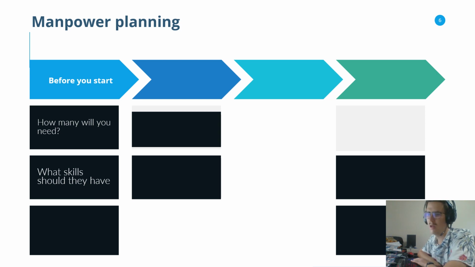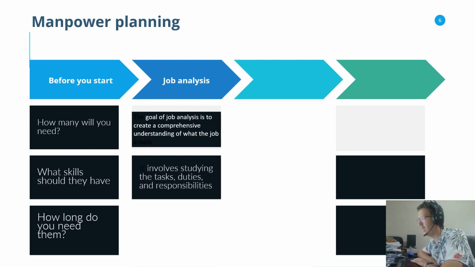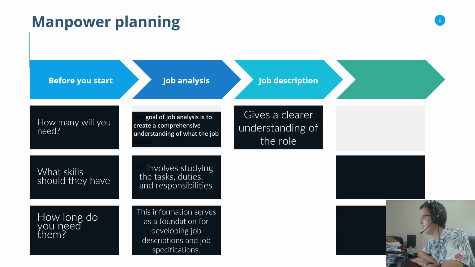Okay, then you got to do manpower planning, and before you start, you got to ask yourself, how many staff do we need? What skills should they have, and how long do we need them for? And to do that, you have to do a job analysis. You need to see what is the understanding of the job. What's in it? When you analyze the job, what are we needing? So you look at the task, the duties, the responsibility. And this is what you use to create the job description and the job specification.